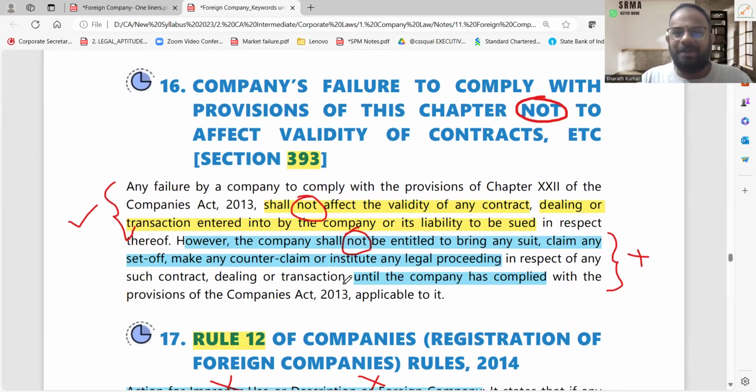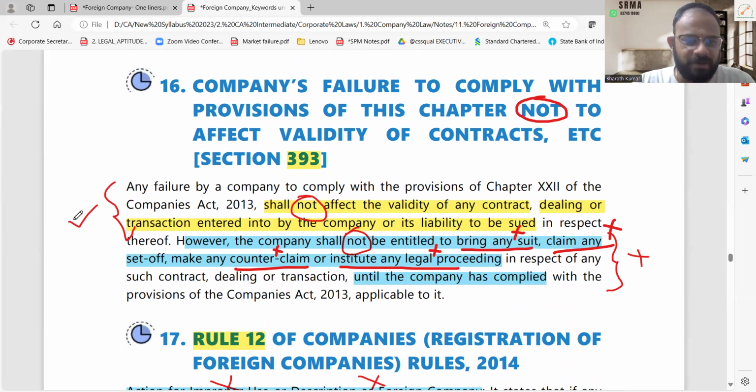But the point is, if you have not complied with the provision, you cannot bring any suit. You cannot file a case. You cannot claim any set-off. You cannot do any counter claim. That means if somebody is claiming, you cannot do a counter claim. You cannot institute a legal proceeding.